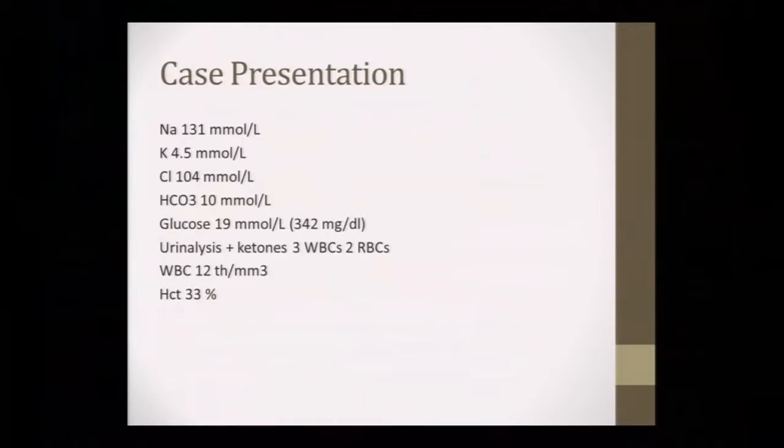His UA was positive for ketones, with a couple of WBCs and RBCs. Serum WBC was 12 and hematocrit 33%. So you can see here he had an anion gap of 17. He had ketones in his urine, and he had hyperglycemia. Those are the main things, along with clinical history, that they use to diagnose DKA.